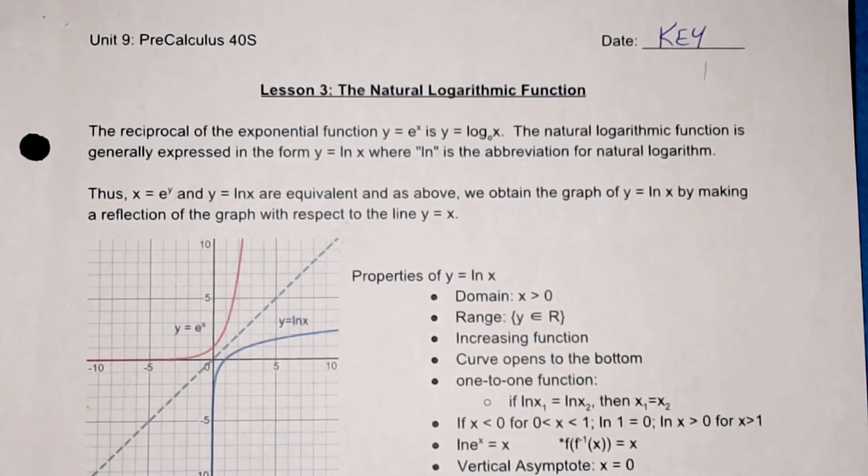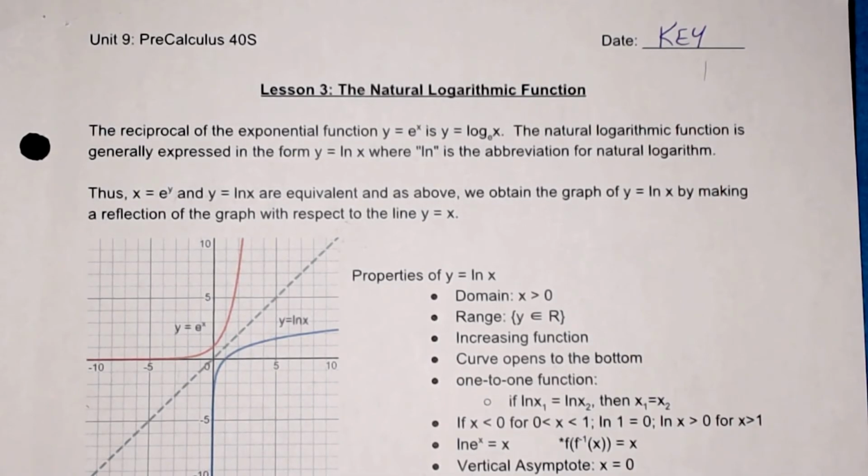So the reciprocal of the exponential function y is equal to e to the x is y is equal to log base e of x. The natural log function is generally expressed in the form y equals ln x, where ln is the abbreviation for natural logarithm. Thus, x equals e to the power of y and y equals ln x are equivalent. And as above, we just get the graph from making a reflection over the line y equals x. So it's just a reciprocal function, just like the last section of this unit.